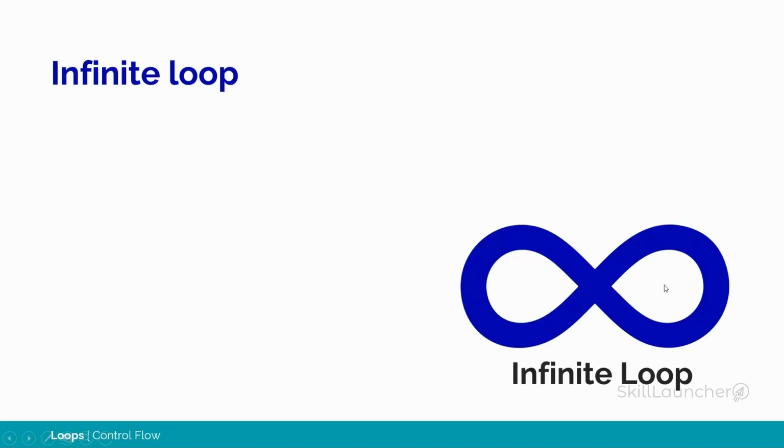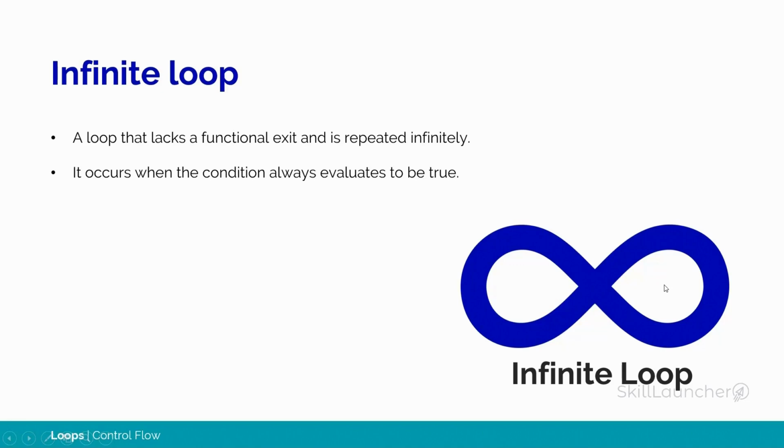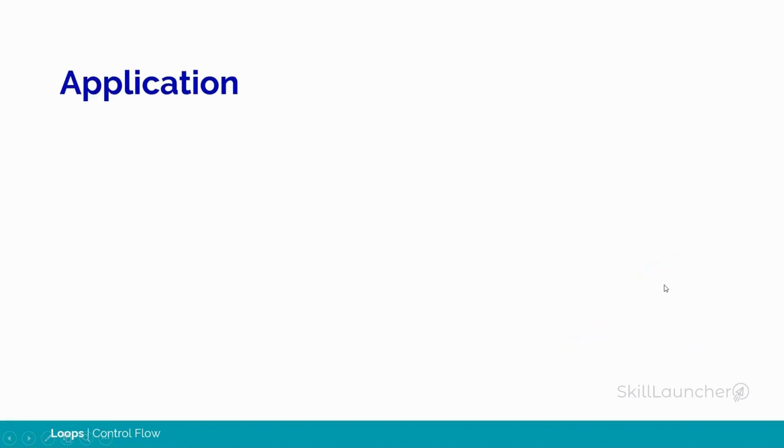Now comes the concept of infinite loop. An infinite loop, often sometimes called an endless loop, is a piece of code that lacks a functional exit so that it repeats indefinitely. An infinite loop occurs when a condition always evaluates to be true. Usually, infinite loop is considered as an error. Strange, isn't it? Now let us see the applications of these loops.